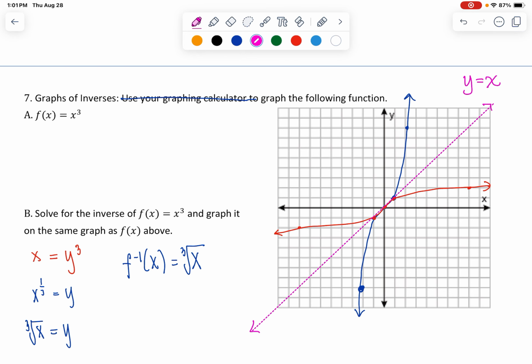This is true about all inverses. Two functions are inverses if they are reflections of each other over the line y equals x. And you can get that by switching the x values and the y values. I notice they have these 3 points in common because if I switch 1, 1, I get 1, 1. If I switch 0, 0, I get 0, 0, so on and so forth, right?